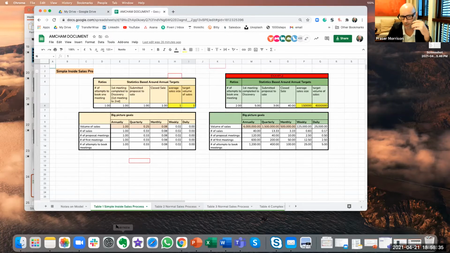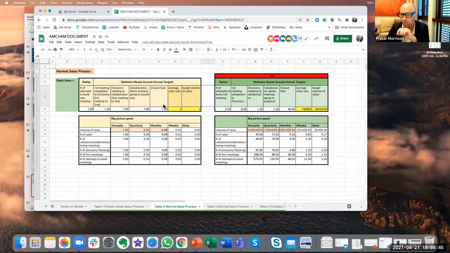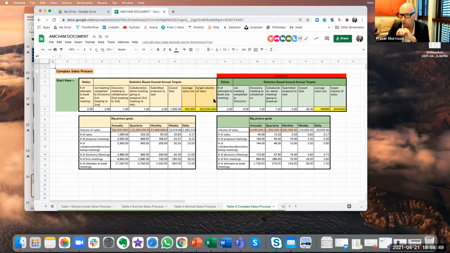I want you to look at this down here. One is a simple inside sales process. Look, there's 3 stages. The second one is a normal sales process. And table 4 is a complex sales process. So I want you to think in terms of revenue. This was done before. Let me just quickly delete this.